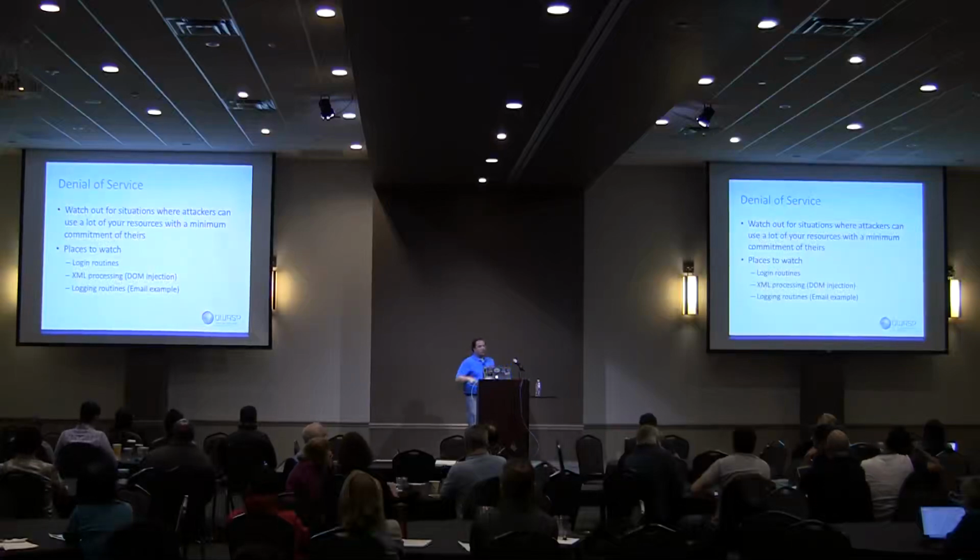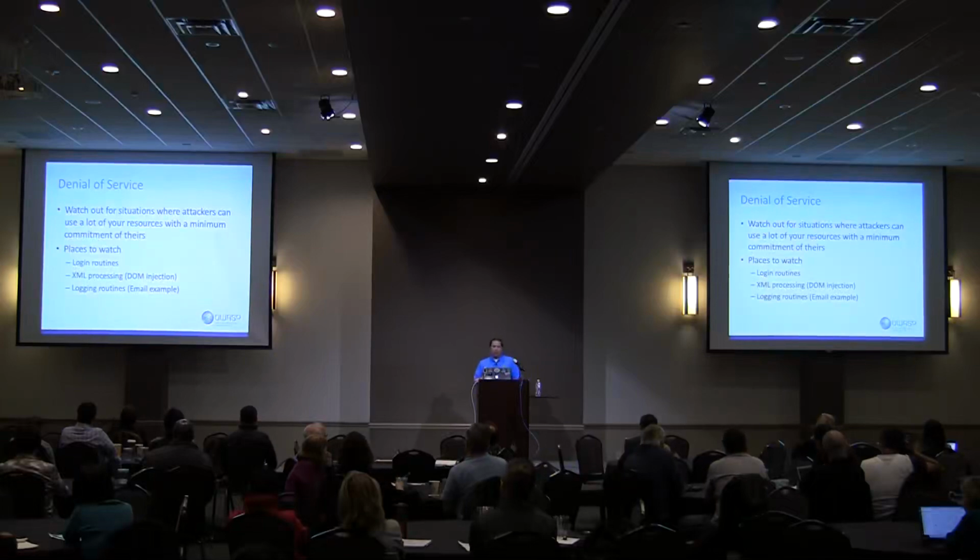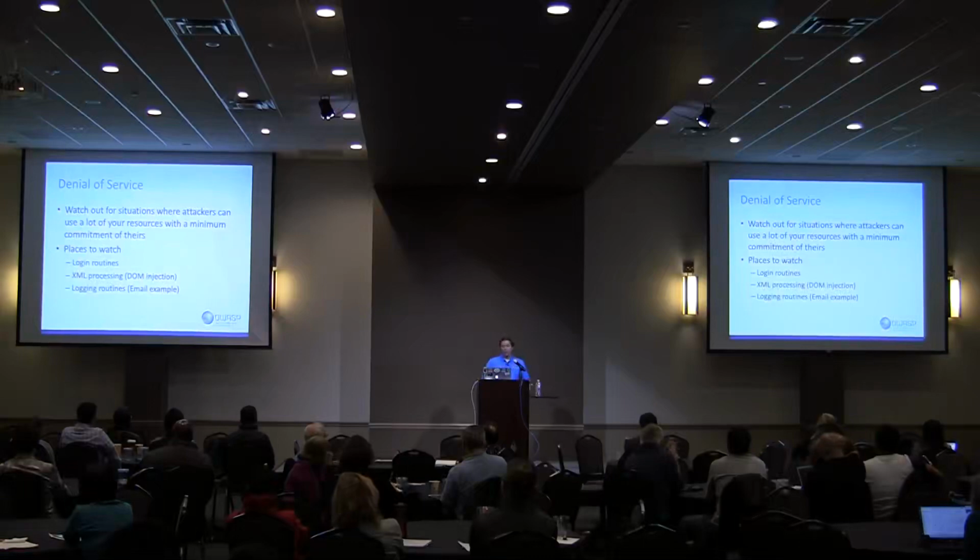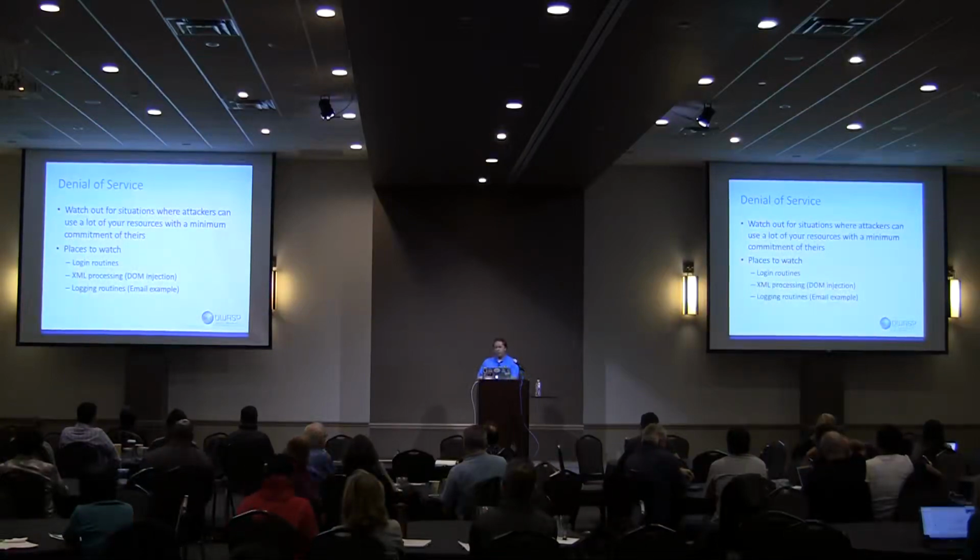Denial of service, we want to look for situations where attackers can use a lot of your resources with a minimum commitment of theirs. So things to watch are login routines, where we mentioned earlier the scrypt and decrypt functions, where we're running like 15x hash over a certain value. That's resource intensive, for a legit reason. We want it to be resource intensive because we don't want everybody to be able to calculate those. But if I run a login routine over and over and over again, I'm tying up CPU resources for that. And crypto isn't cheap.